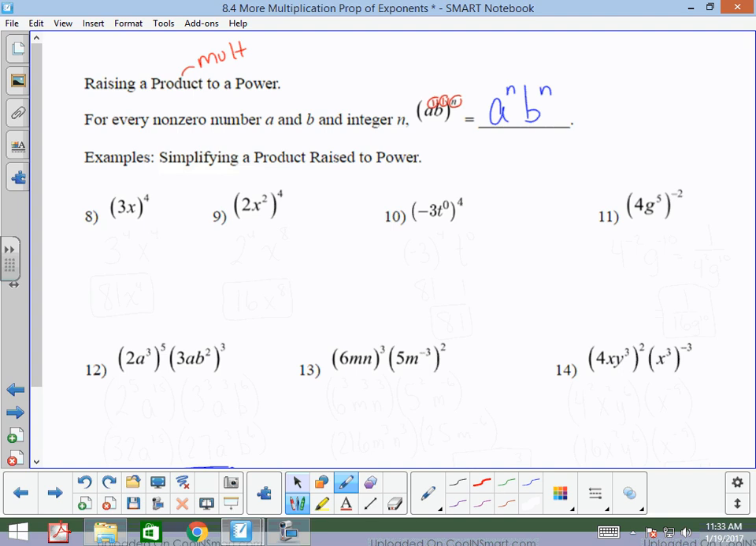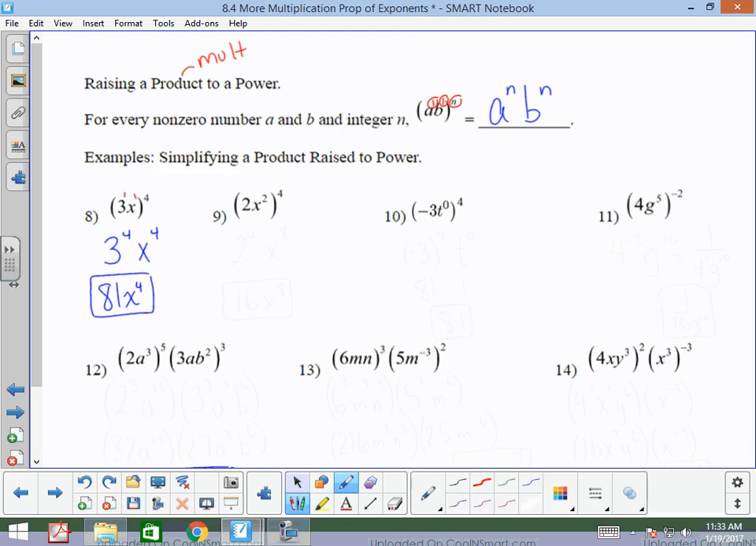So number 8, I have 3 to the first and x to the first. So I'm going to multiply each exponent times 4. So that will be 3 to the 4th times x to the 4th. Now we need to simplify. So 3 to the 4th is 81 x to the 4th.